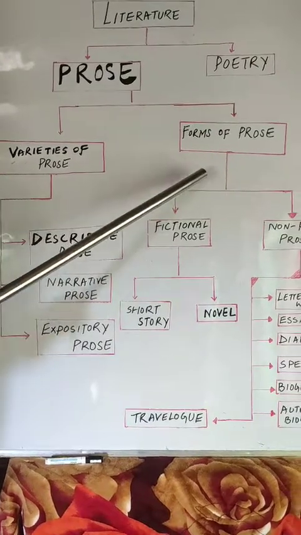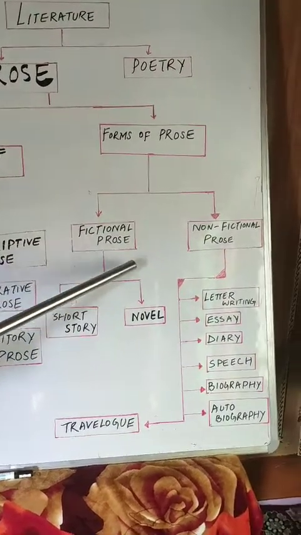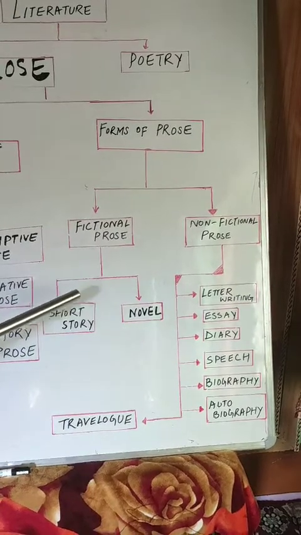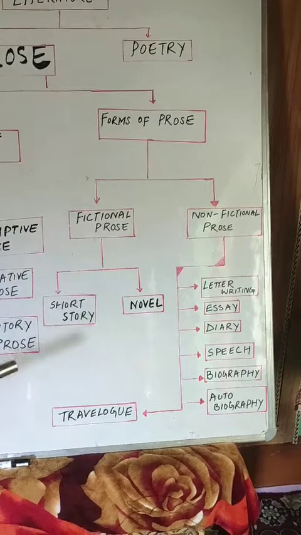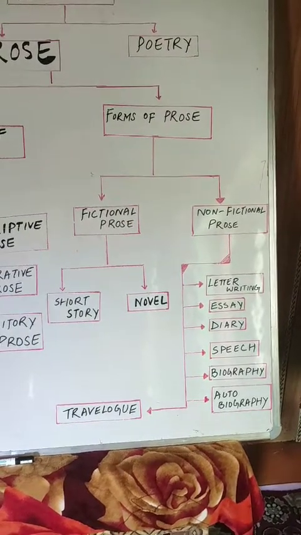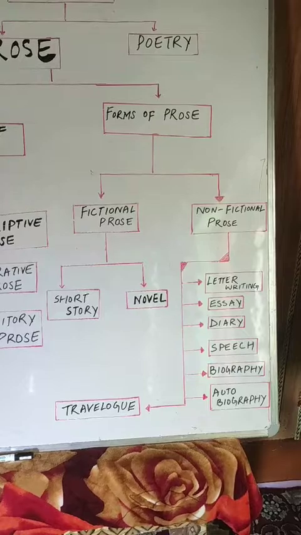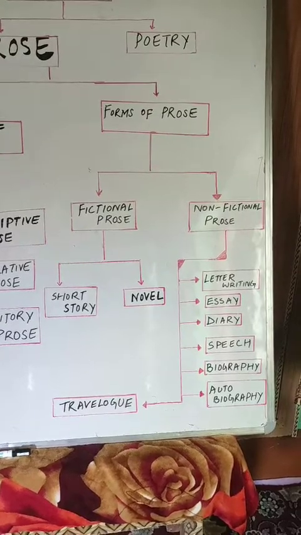Now, going to the forms of prose. It is also divided into fictional and non-fictional. Fictional includes short story and novel. A short story is written in prose and is moderate in length. It is not in a broader sense.